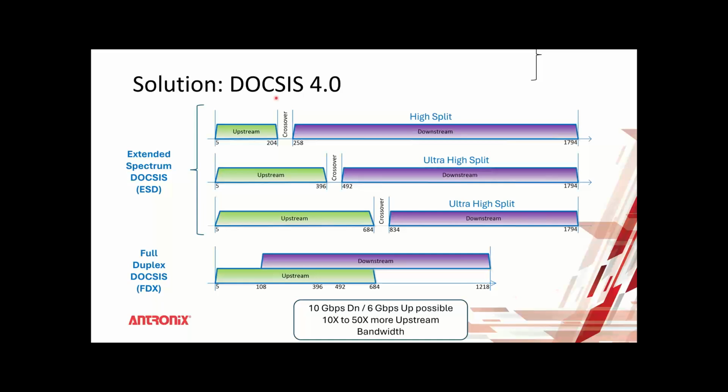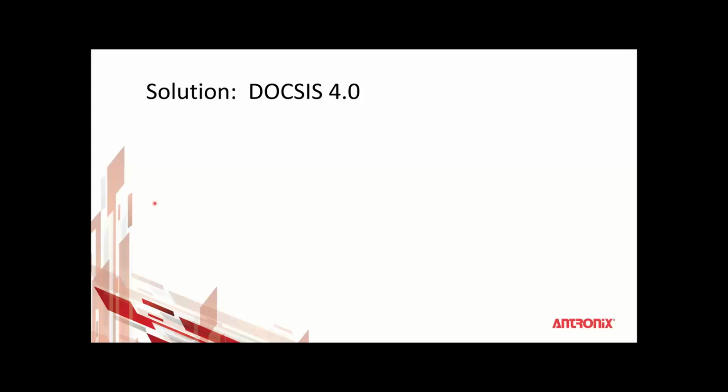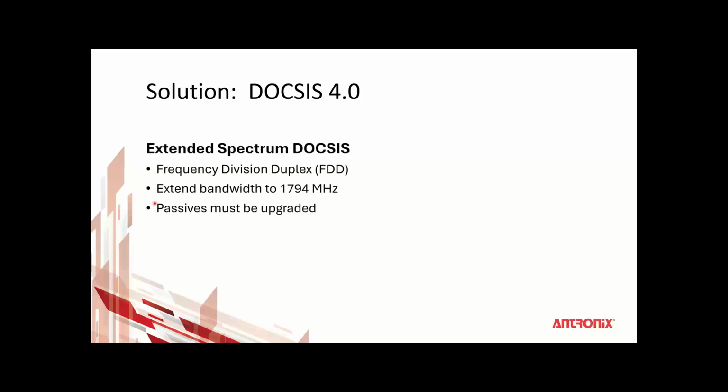Using DOCSIS 4.0, in both of these scenarios, you can actually have 10 gigabits of downstream and 6 gigabits of upstream, and this is about 10 to 50 times more bandwidth than what we have in your standard subsplit architecture that we have now. So we're going to go into more detail on DOCSIS 4.0 and show how this works in the network.